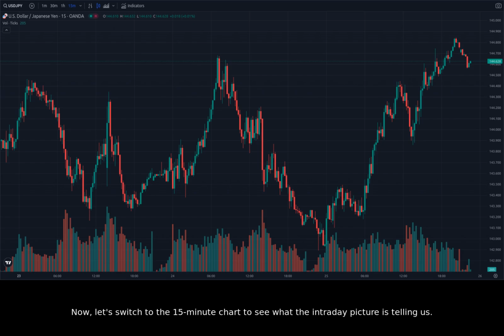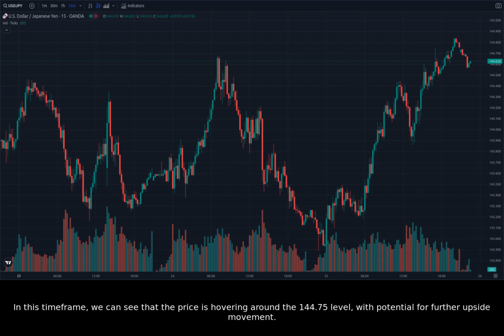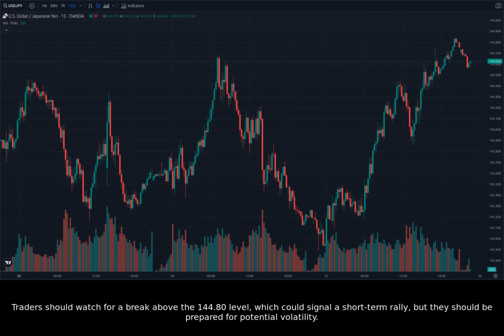Now, let's switch to the 15-minute chart to see what the intraday picture is telling us. The 15-minute chart shows a more volatile picture, with some back-and-forth movement, but still suggesting a bullish bias. In this time frame, we can see that the price is hovering around the 144.75 level, with potential for further upside movement. Traders should watch for a break above the 144.80 level, which could signal a short-term rally, but they should be prepared for potential volatility.